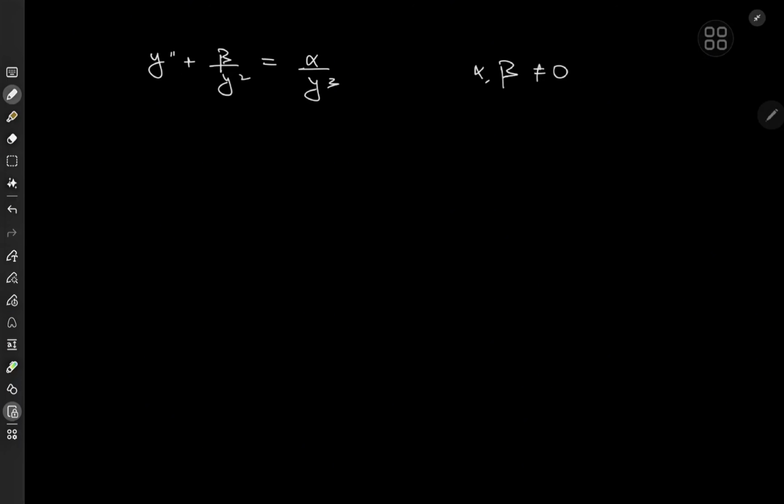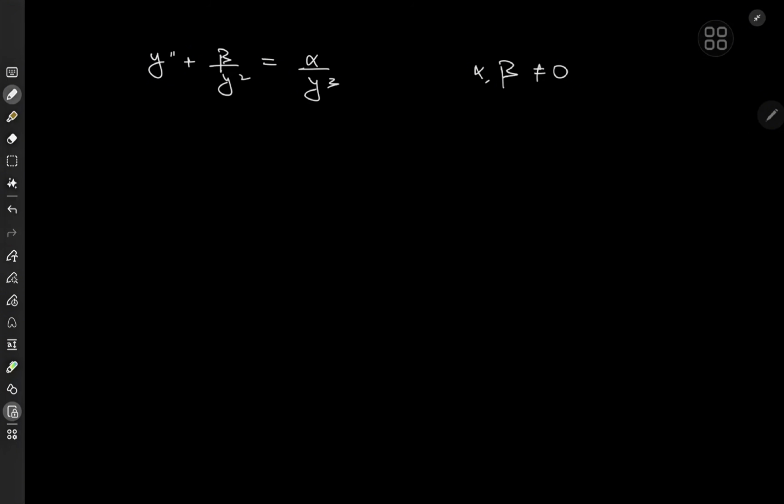Hello folks. Today we have a very interesting looking nonlinear differential equation of the second order, and this was shared with me by my good friend and student Charlie. So we're interested in solving y double prime plus beta over y squared equal to alpha over y cubed, where alpha and beta are non-zero parameters.